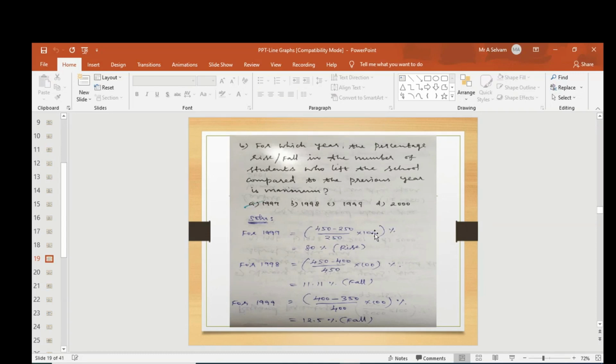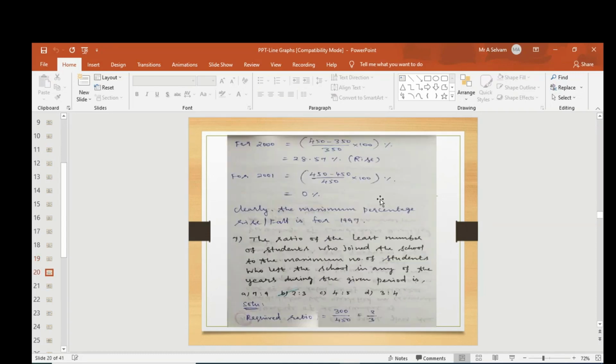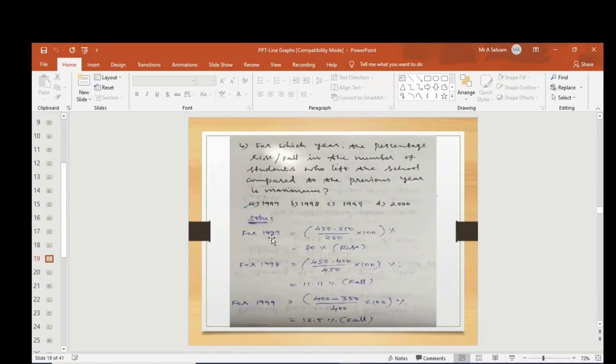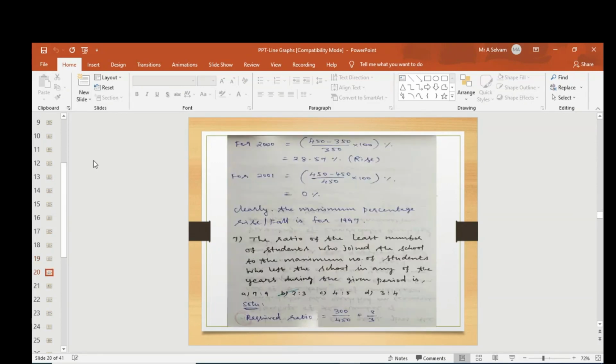Look at that part. The maximum is 80, in which year? 1997. So option A is the answer, 1997. So finally, clearly, the maximum percentage rise or fall in the year is 1997. Okay, fine. Now we move on to the next question.